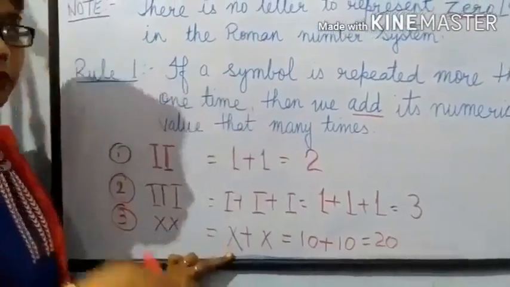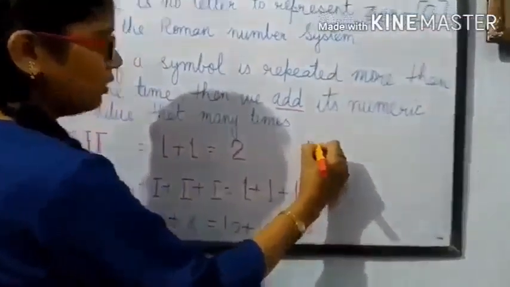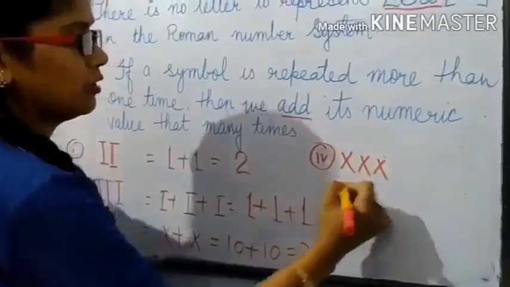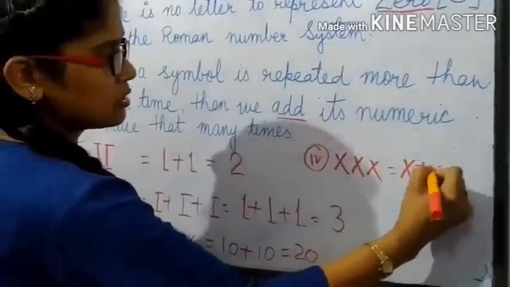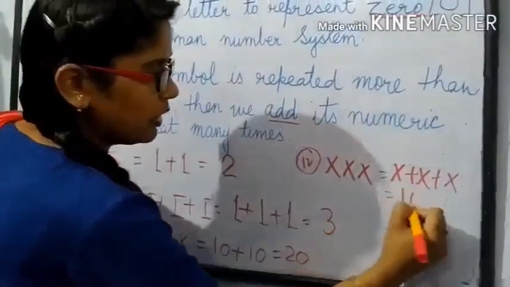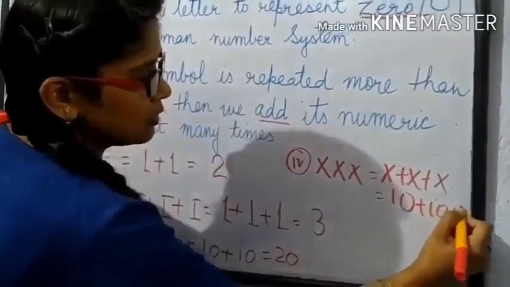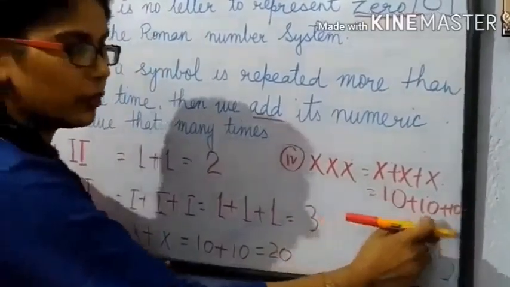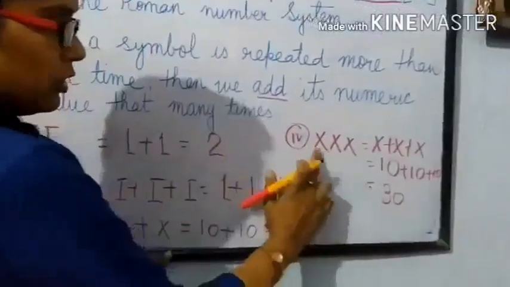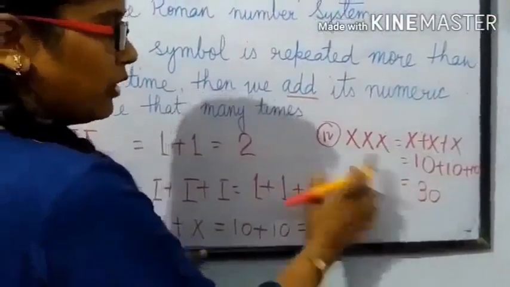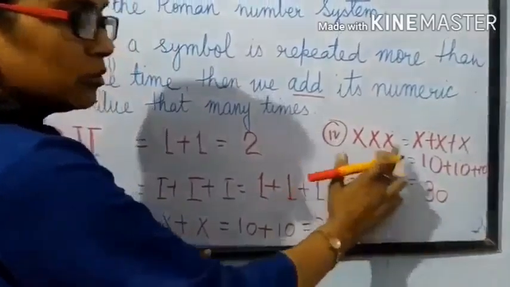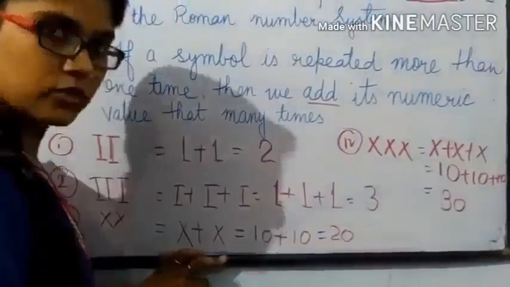Okay. Now I am taking the next example. Example number 4. Suppose I have taken triple X. So X plus X plus X. So X is 10, that you know. 10 plus 10 plus 10. So 10 plus 10 is 20, 20 plus 10, children, is 30. So triple X is equal to 30. That you can say the value of triple X is 30, and you can say 30 is equal to triple X.